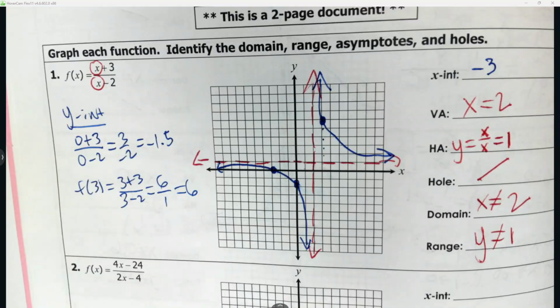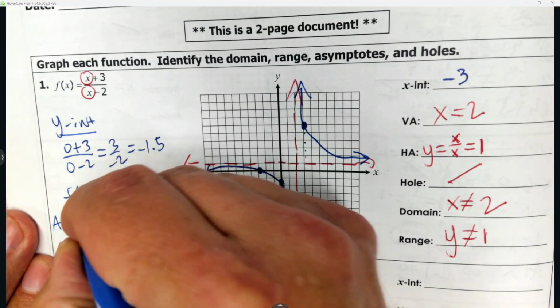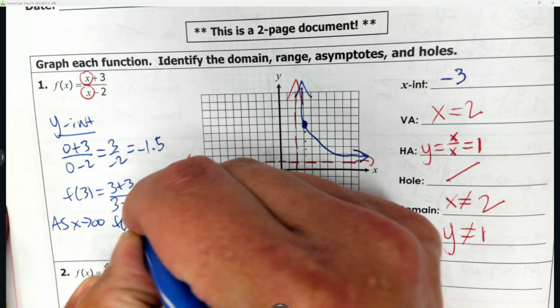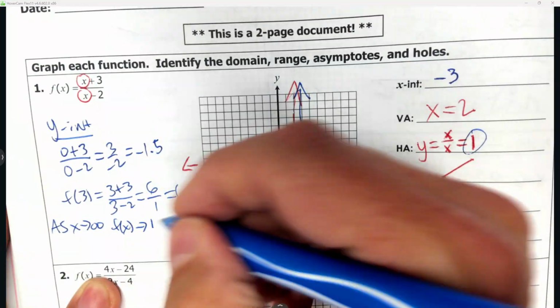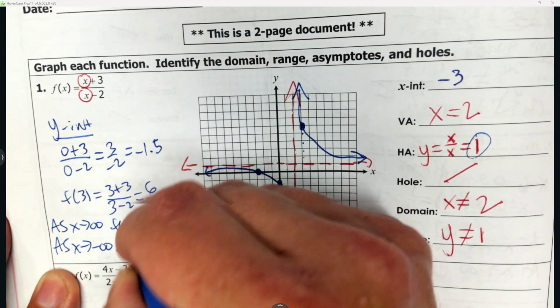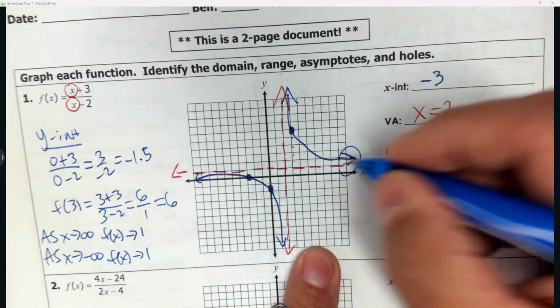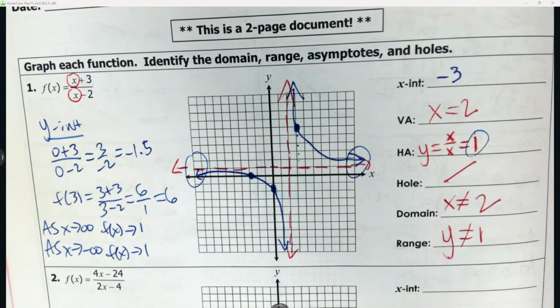The end behavior here always goes to the horizontal asymptote. So as x approaches infinity, f of x approaches what number? What is our horizontal asymptote? That gives me the end behavior, 1, for both directions. So the left end behavior also is approaching 1. If you look at the arrows on the right and left, it's getting closer and closer to 1.